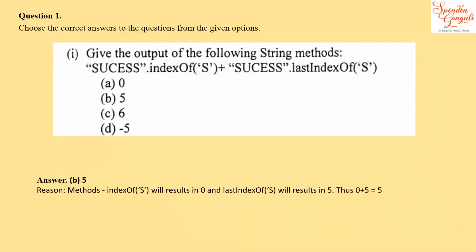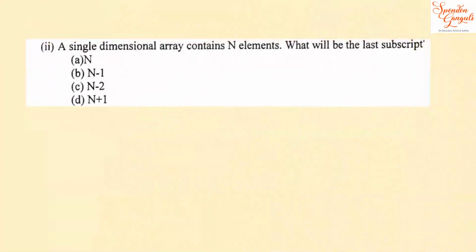Now the method indexOf results in 0, that is the first index of s in the string success, and lastIndexOf s will result in 5 because we have S U C C E S S starting from index 0, then 1, 2, 3, 4 and 5. Thus 0 plus 5 equals 5. Let's proceed to the next question.